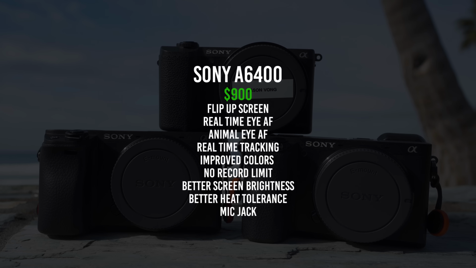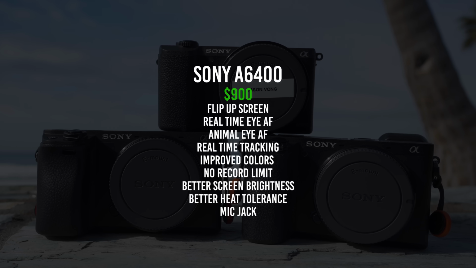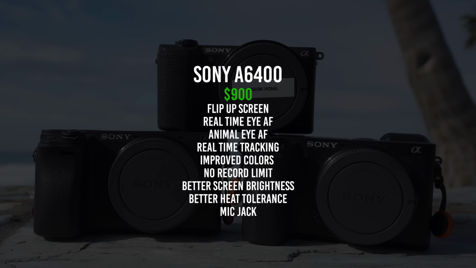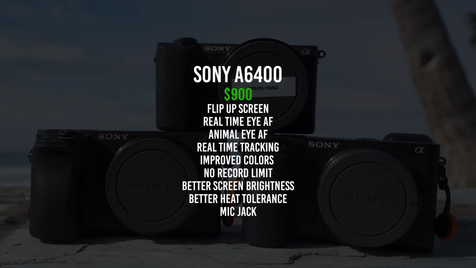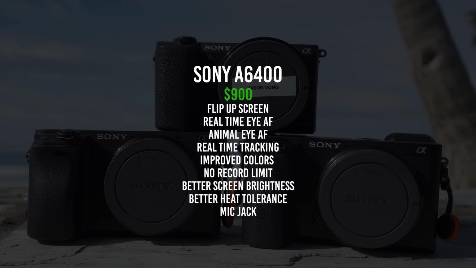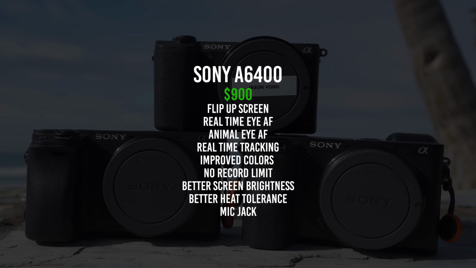Let's talk dollar bills. For $900, the Sony a6400 ain't bad at all. Again, you're getting the improved autofocus system, better colors, longer record time, no screen dimming when shooting in 4K, and longer heat tolerance. If you're vlogging with a wide-angle lens that has optical steady shot, not having IBIS shouldn't affect you too much. If you're in need of a secondary camera, this would be an excellent choice for the price and for the latest features.